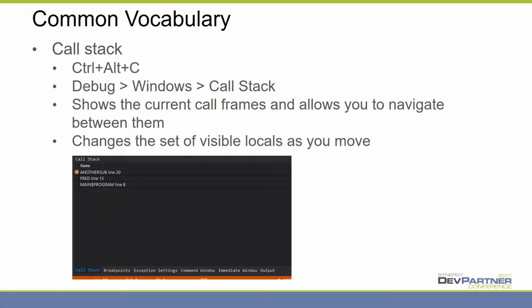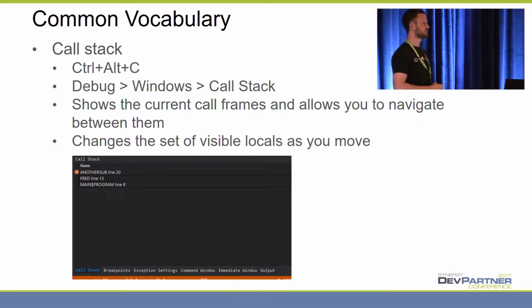Call stacks. Call stacks are really, really nice when exceptions get thrown, right? How did I get here? Why does the world look the way that it does? The call stack lets you move up and down the frame list, look at all of the local variables at that particular given frame, and try and figure out, like, why did I get here? What went wrong?